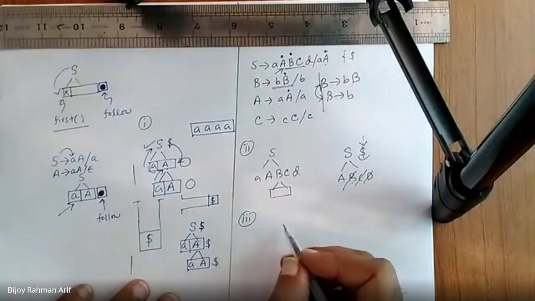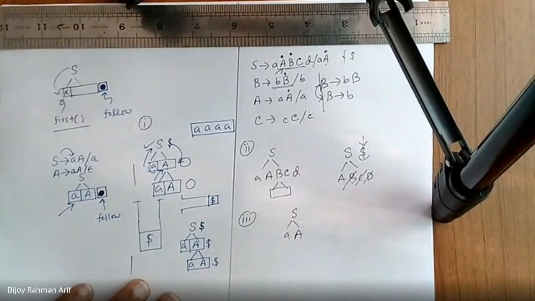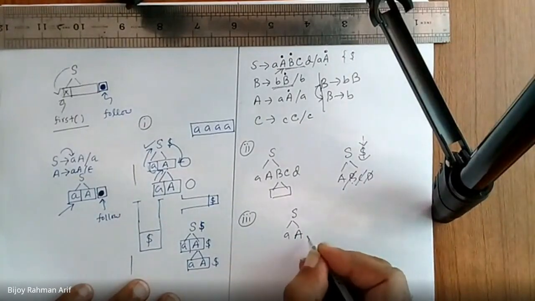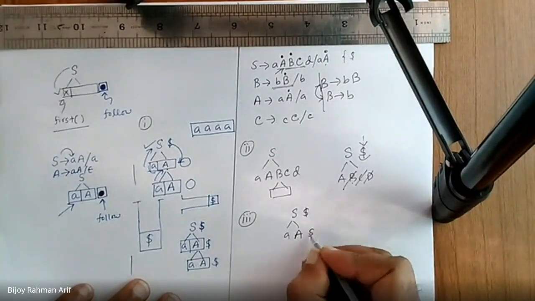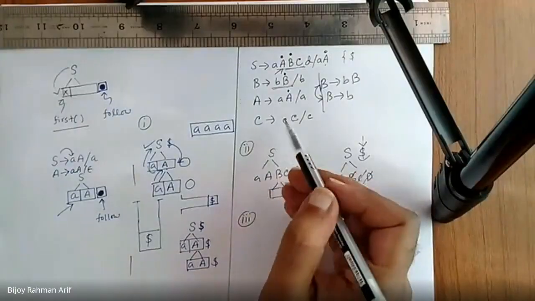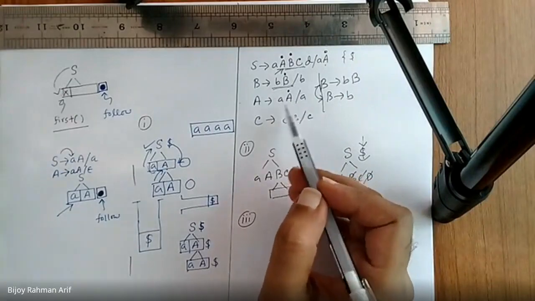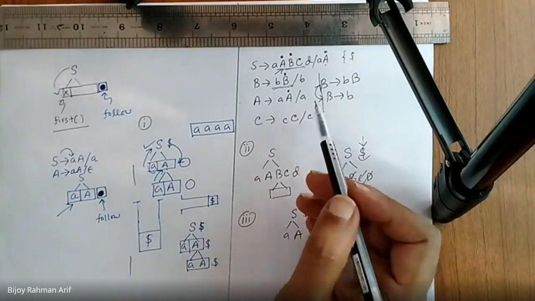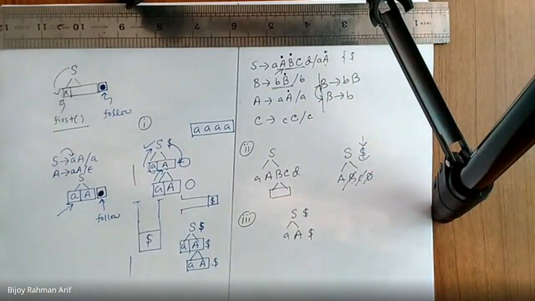Dollar. Why would it be dollar? Because let's take this rule. S derives AA. Now A appears at the end. Nothing is following A. Then definitely whatever follows S, that would be follow of A. Am I right or not? So whenever a variable appears at the end of the product, the follow of that one is nothing but the follow of the left hand side. Is it clear to you? So that is the rule.